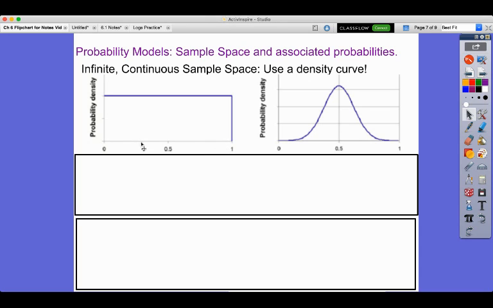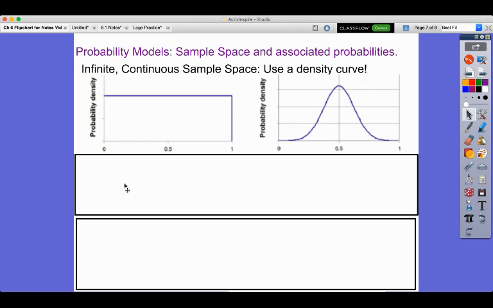And just like the density of a real number line, there's infinite numbers between any two numbers. Any dot has a thickness of 0. And so the area would be 0 no matter what the height is. Okay. A density curve here, this is a normal density curve that's centered at 0.5, but the area under it would be 1. And so if it's an infinite continuous sample space, you're stuck using a density curve.